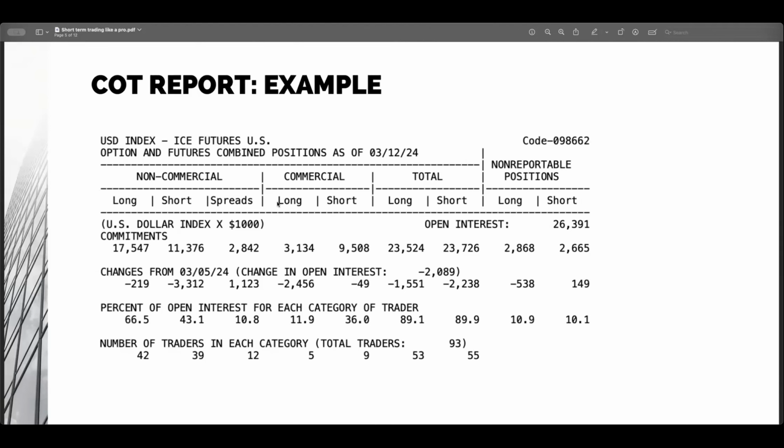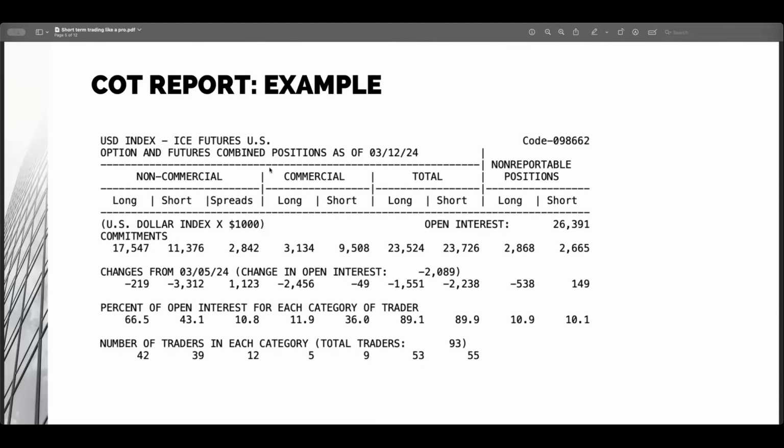Okay. Now, in terms of the change over here, you can see that non-commercials actually closed a lot of shorts. So when they are closing a lot of shorts, inversely, they're opening the same amount of longs. So the non-commercials are net long in their positions.